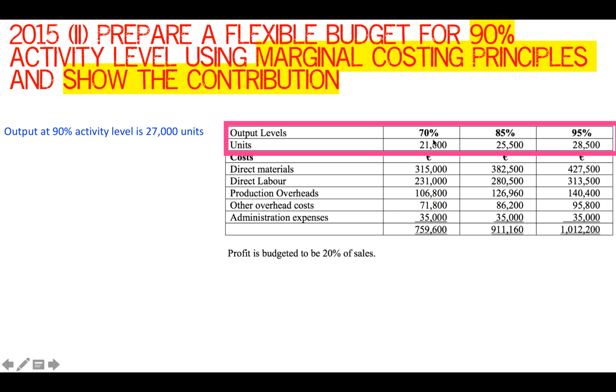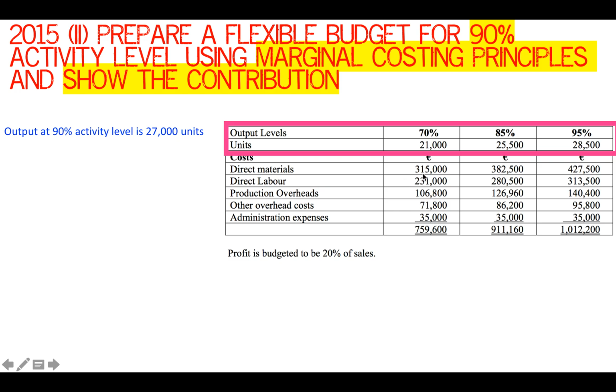Now we have to prepare it for 90% activity. We know what 70% activity is, 85% activity, and 95% activity level is. So we can get 90% by dividing any one of those figures by the percentage beside it and multiplying by 90. So our 90% activity level is 27,000 units. The materials, these are obviously variable costs. So this was variable, mixed, and fixed.